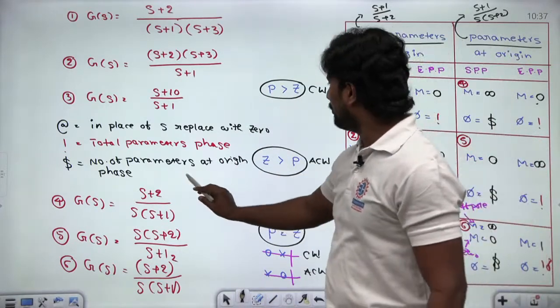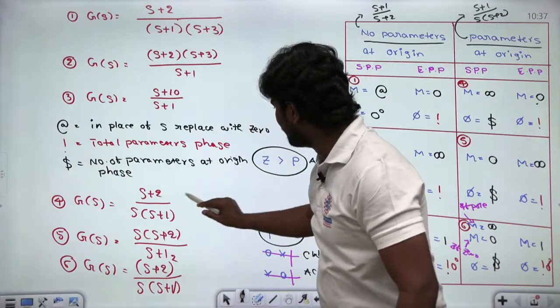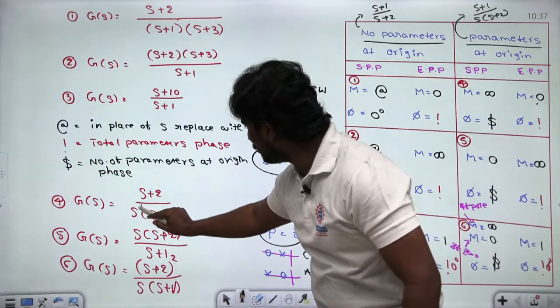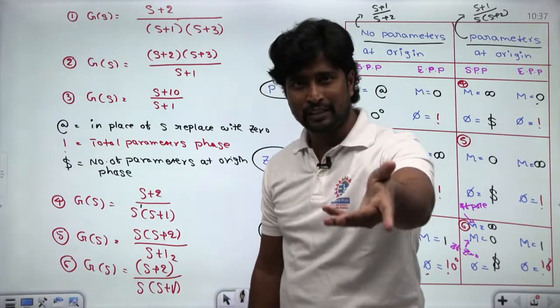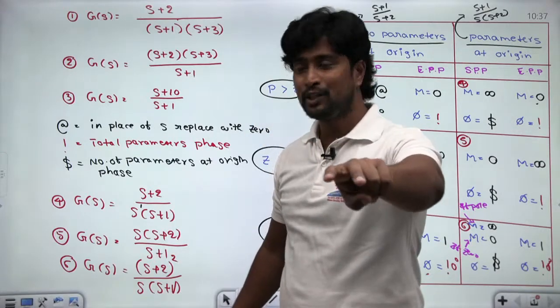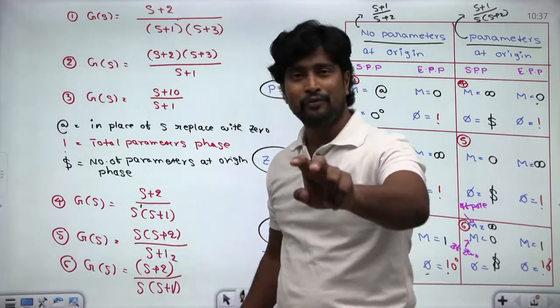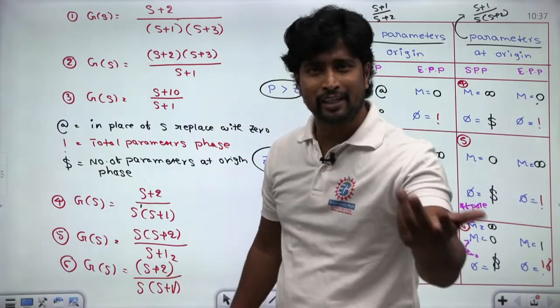What is the meaning of this symbol? It is number of parameters at origin. How many parameters at origin? One parameter, one pole. That means the initial phase is minus 90. For example, here S square, initial phase is minus 180. Here S cube, initial phase is minus 270. Here S power 4, initial phase is minus 360. Like that.